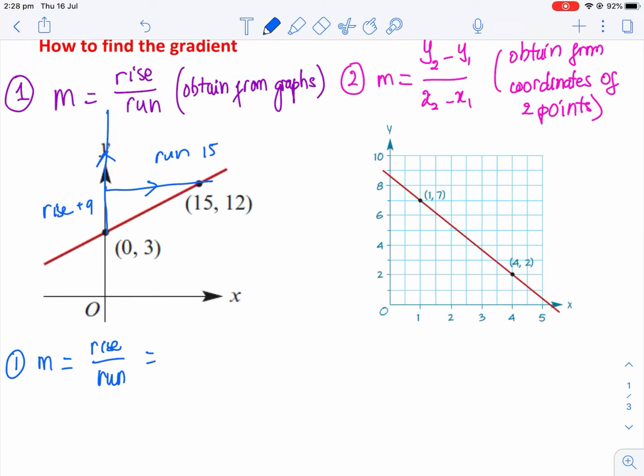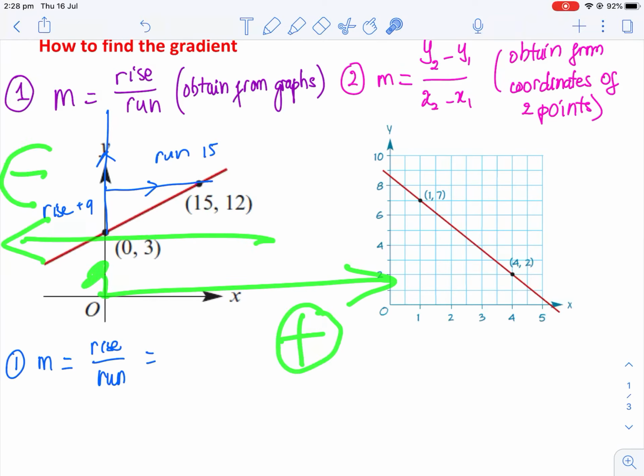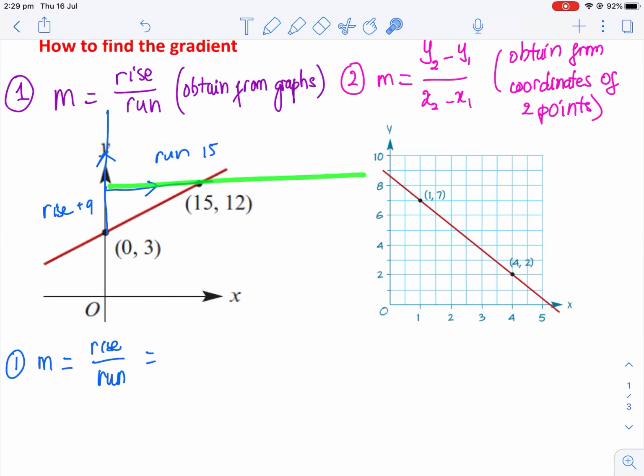However, run can be positive or negative. It depends on the direction that you run. If you run from here to here, it means you're going toward the positive side, so your run is going to be positive. If you run from here to here, then your direction is negative, so the run is going to be negative. In this case, because we run toward the positive side, the value of run is positive, and your answer is 9 over 15. Easily here you can see the y-intercept is 3, because the line cuts the y-axis at 3.